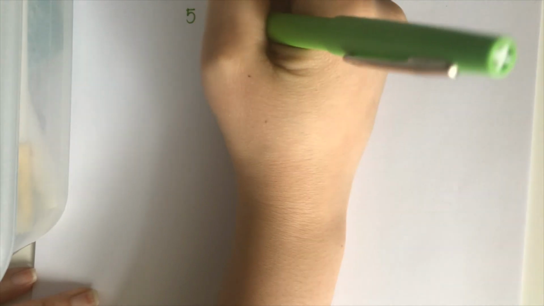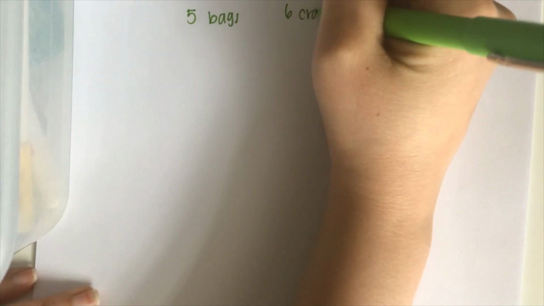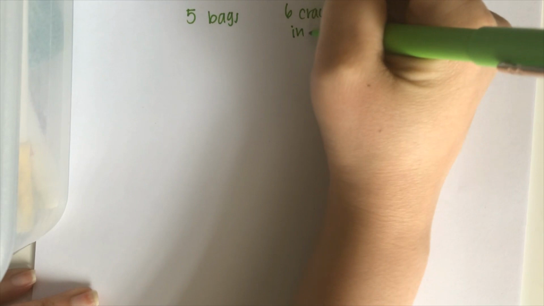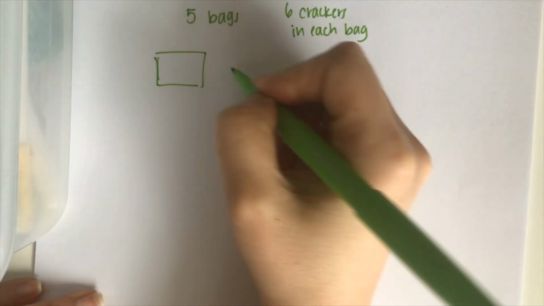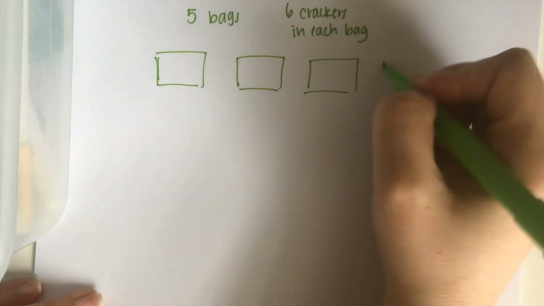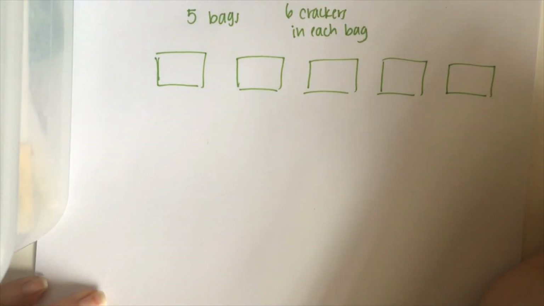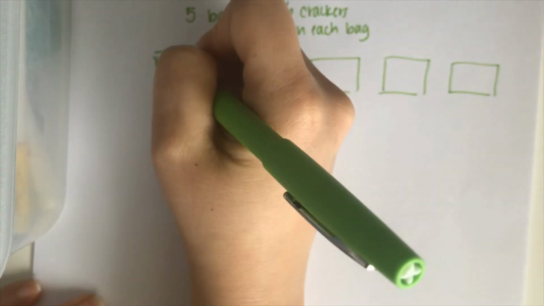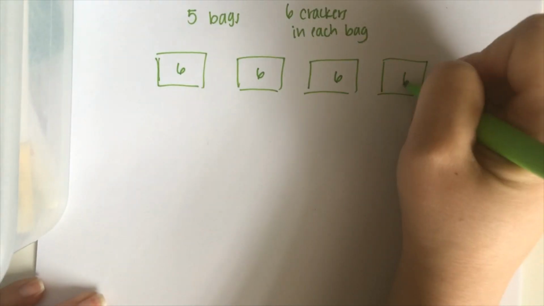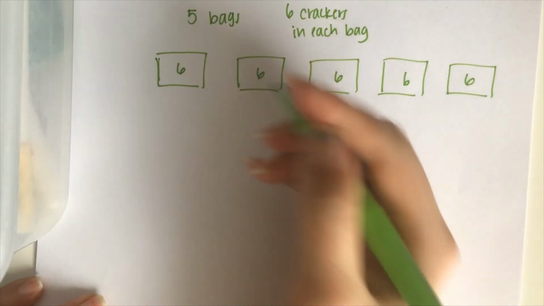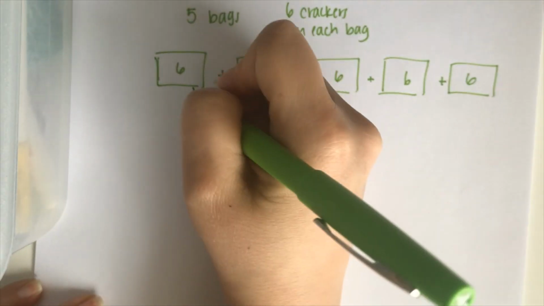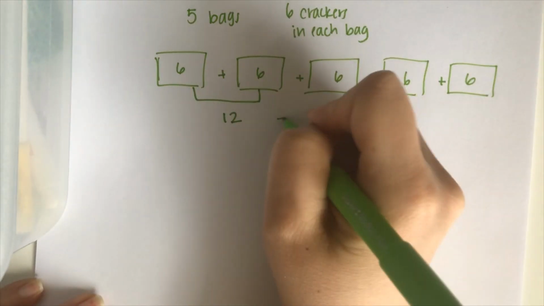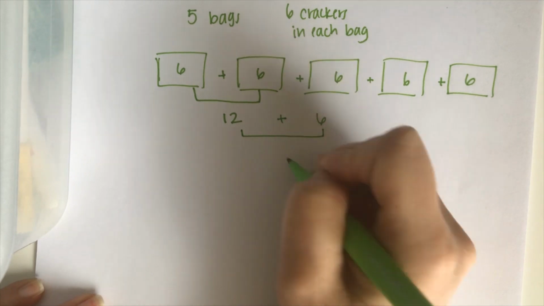For my second way, we still have the 5 bags. We still have the 6 crackers in each bag. So again, I'm going to draw my 5 boxes. Doesn't have to be perfect, and I'm going to actually just write 6 in each. We don't have to draw them because I know there are 6 crackers in each. And we're just going to add them. So 6 and 6 is 12. So then we're going to do 12 plus 6, which is 18.